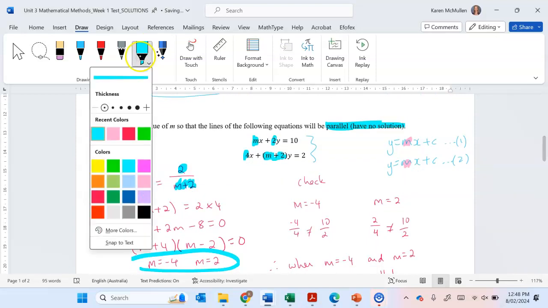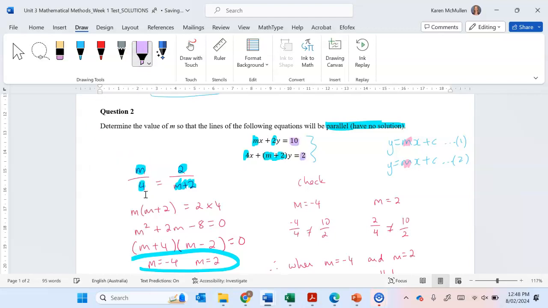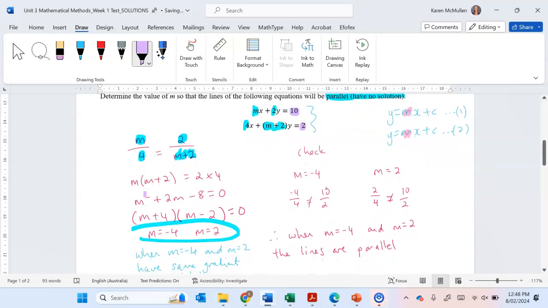And this is where, and let me highlight this in a different color, not pink because I write in pink, purple. All right, we've got this 10 and the 2. Now, if they were the same line, this 10 over 2, which I've written here, would be in the same ratio as either m over 4 or 2 over m plus 2. All right, they give you the same thing. I've just used m over 4 because it's a little bit easier.